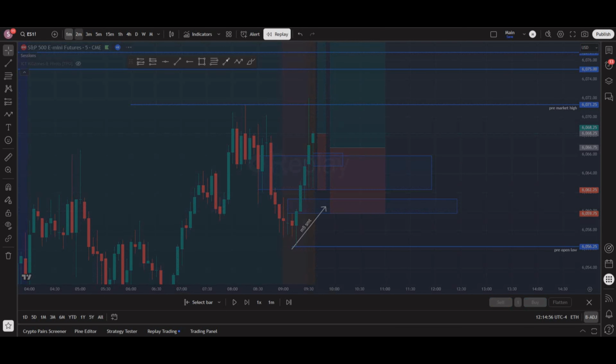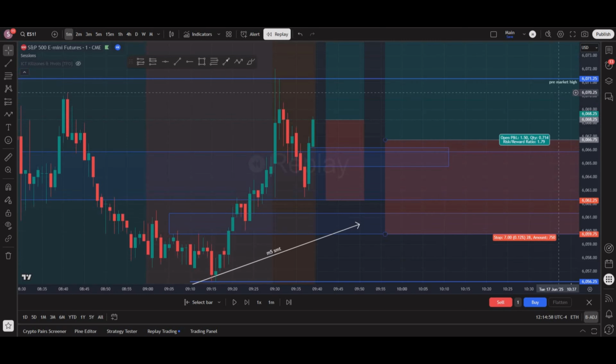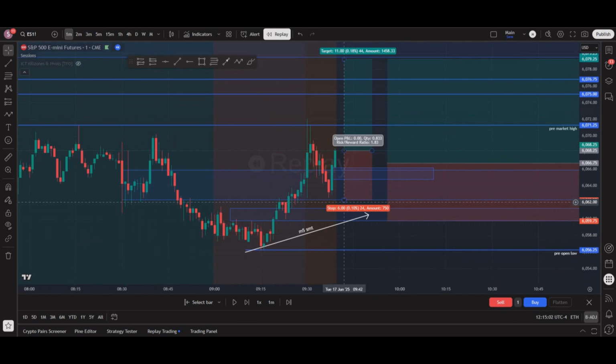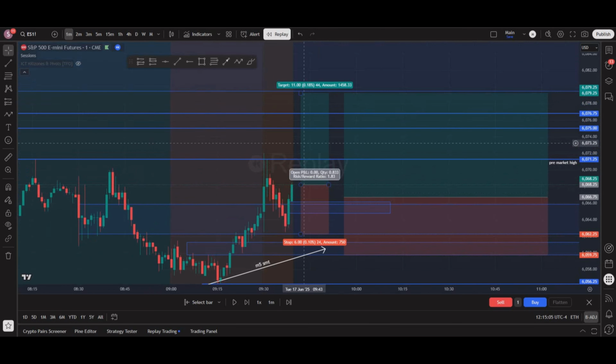So for me at this point, I'm looking for entries, and this was my entry right here. I entered off of this 1 minute break of structure. I put my stop below the 5 minute inverse fair value gap, and I just targeted up to these highs, up to the start of the fair value gap, which is 1.83R.